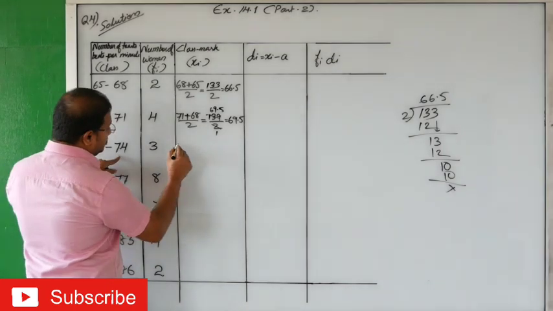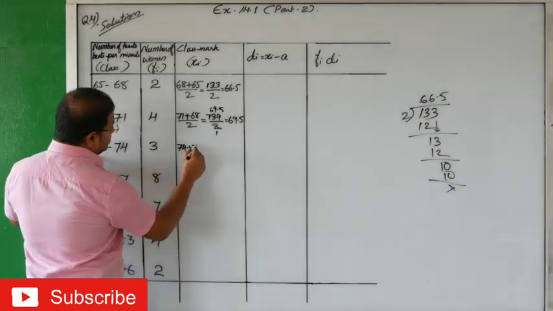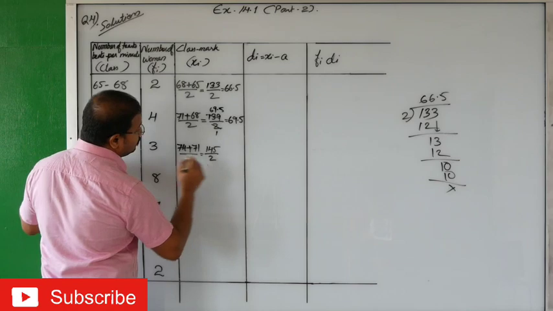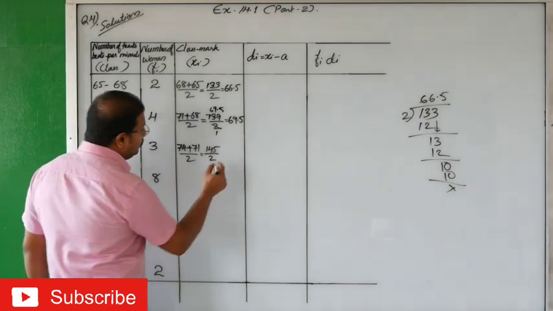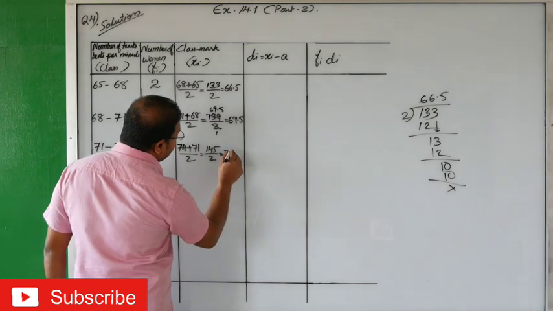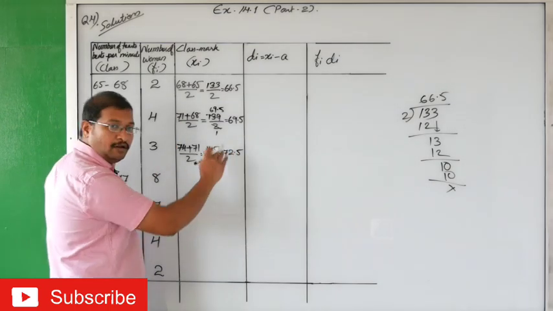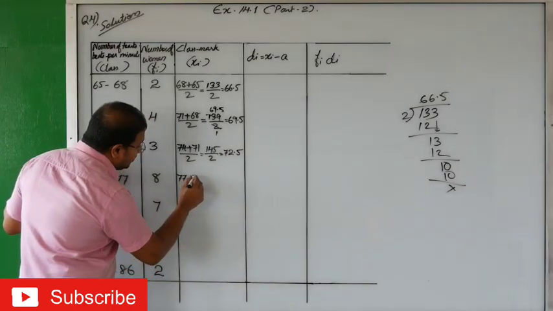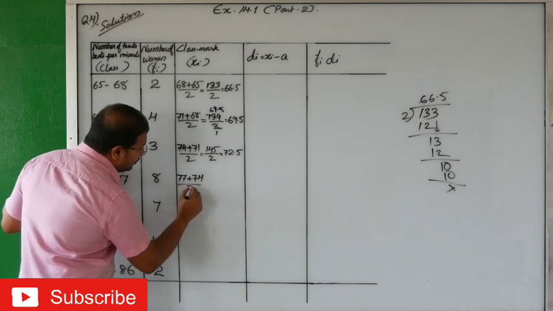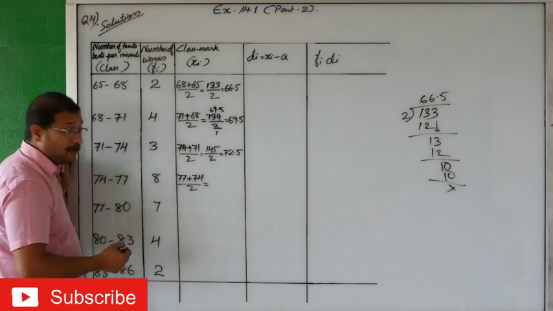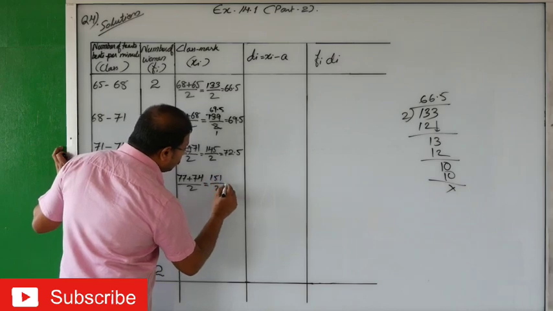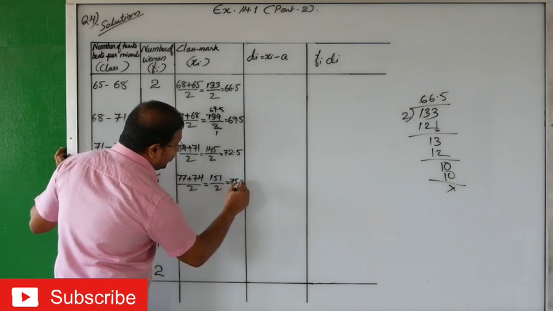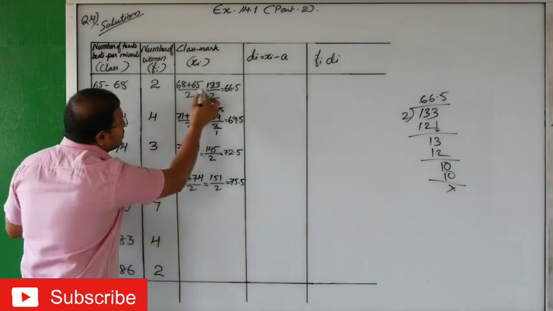Okay, next step. 74 plus 71 divided by 2 equals 145 divided by 2. When you divide it, you get 72.5. If you have a doubt, please do it this way. Next step. 77 plus 74 divided by 2. That is 151 by 2. How much will you get? 75.5.